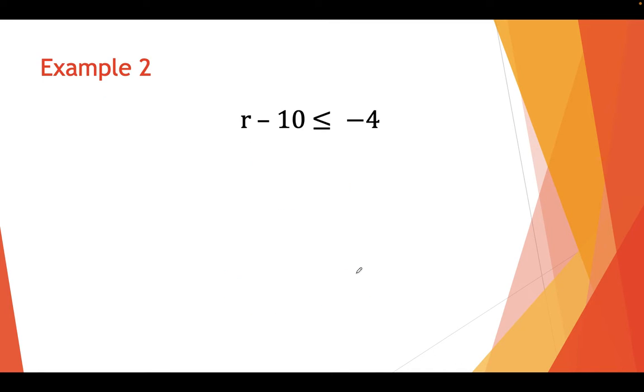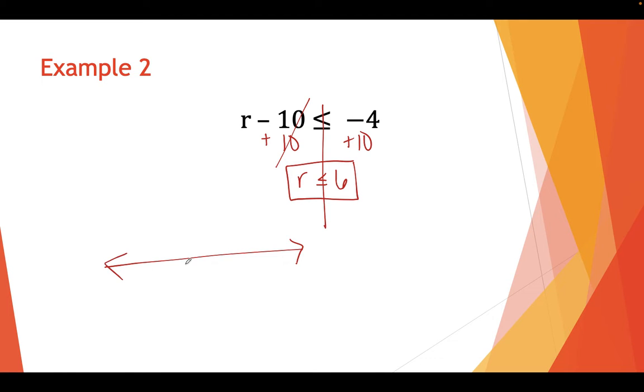Let's take a look at another example. R minus 10 is less than or equal to -4. Solve this by adding 10 to both sides. This gives us R is less than or equal to 6. To draw a number line, put the 6 in the middle, 7 to the right, which is bigger than 6, and 5 to the left, which is smaller than 6.